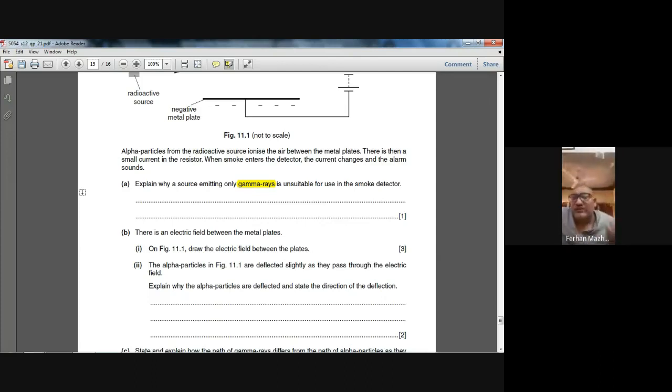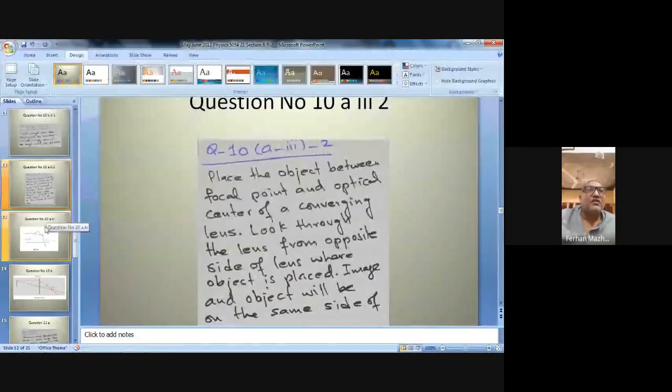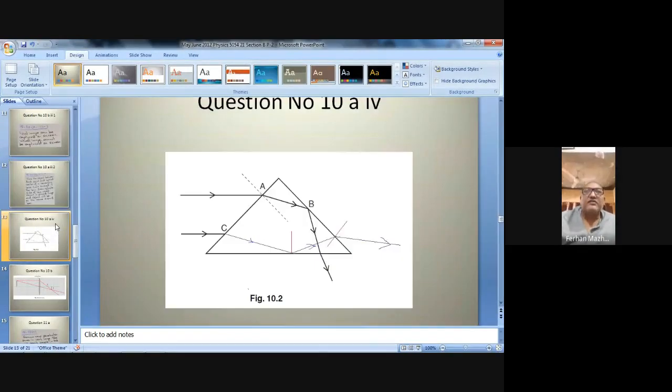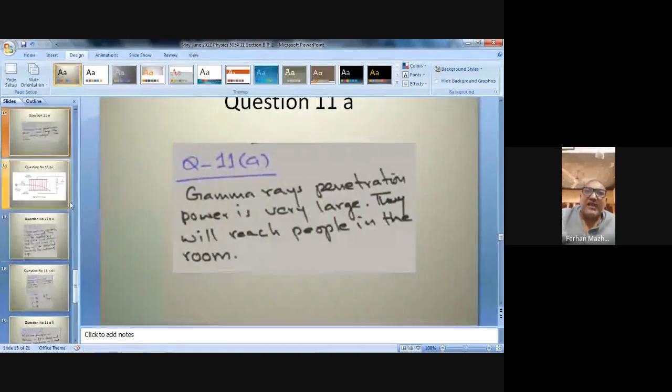Gamma rays are unsuitable for the smoke detector because their penetration power is very high, and they will reach the people who are in that room and they will harm them. I've written this answer also. Let me show you my answer. Here's the answer. Okay, here we go.